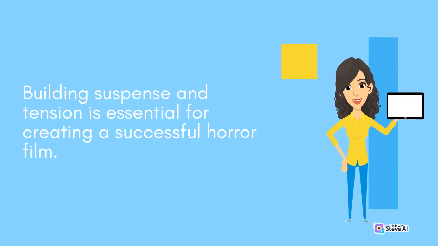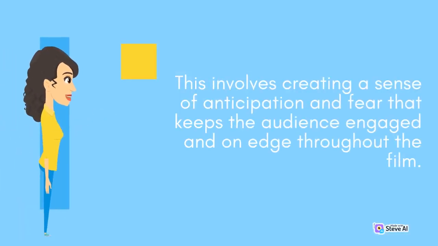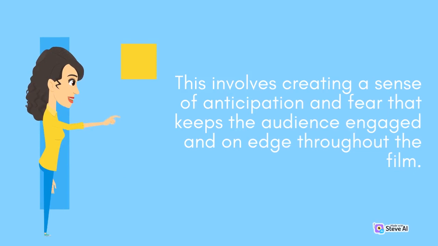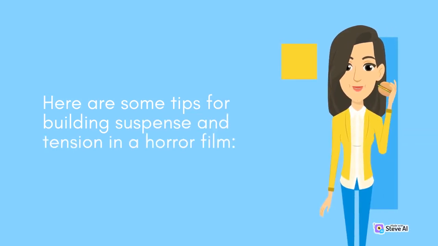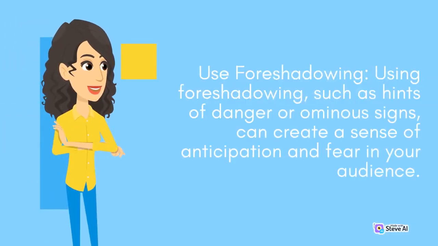Building suspense and tension is essential for creating a successful horror film. This involves creating a sense of anticipation and fear that keeps the audience engaged and on edge throughout the film. Here are some tips for building suspense and tension in a horror film. Use foreshadowing. Using foreshadowing, such as hints of danger or ominous signs, can create a sense of anticipation and fear in your audience.